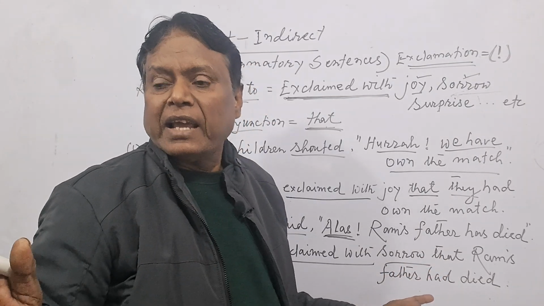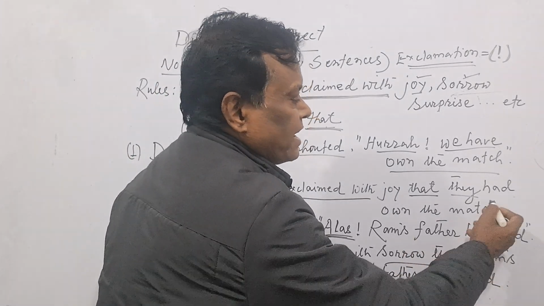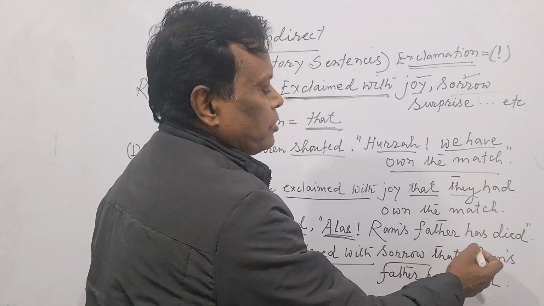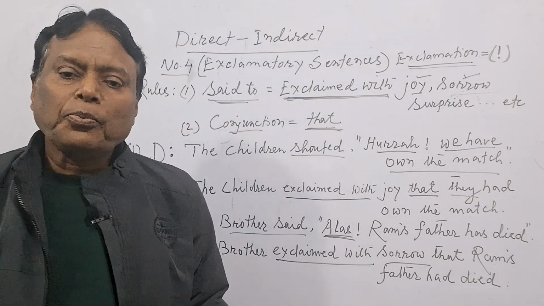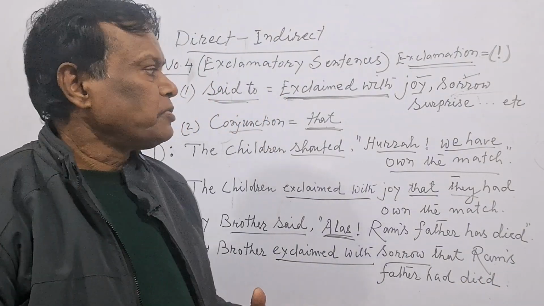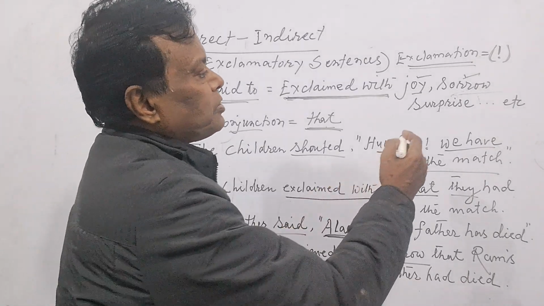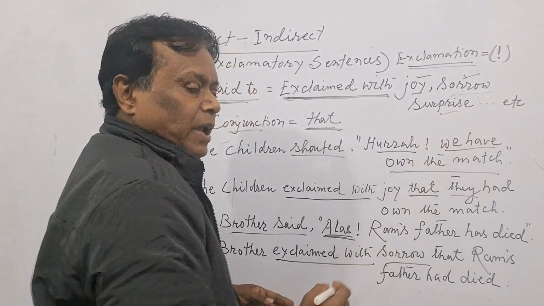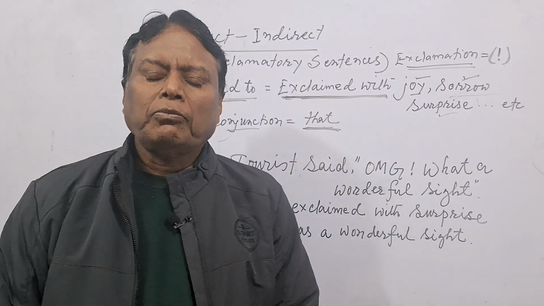Ram's father had died. Why had died? Because it is present perfect tense, has died. Now has died is converted into had died. Present perfect converts into past perfect. So these are the uses of your exclamatory sentence. One more example sentence you can see. How surprise? Let us see. Follow one more example here.